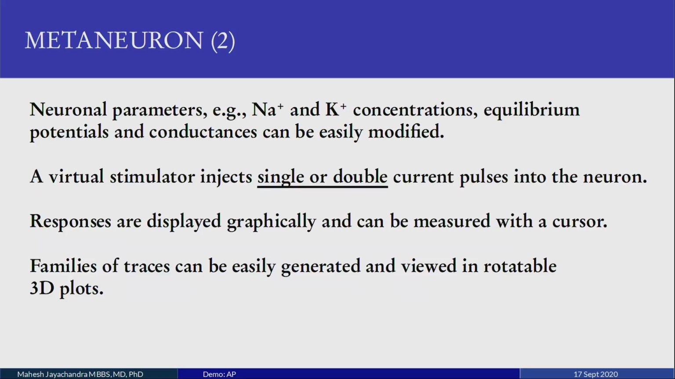Okay. And as mentioned earlier, different neuronal parameters like potassium and sodium concentrations, equilibrium potentials, and conductances can be easily modified. And a virtual stimulator injects single or double current pulses into the neuron. So responses are displayed graphically and can be measured with a cursor, and you have a family of traces that can be easily generated and viewed in rotatable 3D plots.